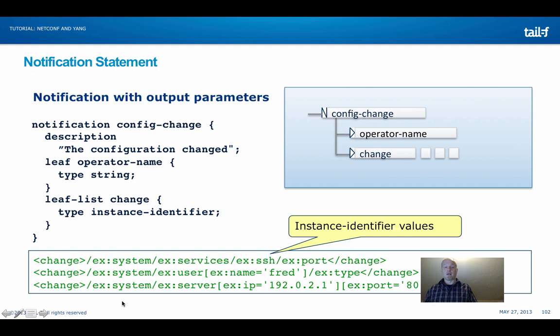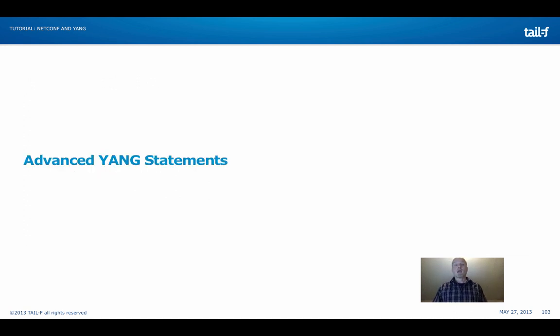And here we see the actual values for a specific notification. The port of SSH has changed, and these are other changes as well reported over NETCONF notifications. That was RPCs and notifications, very quick. Let's go into a little bit more advanced Yang statements.